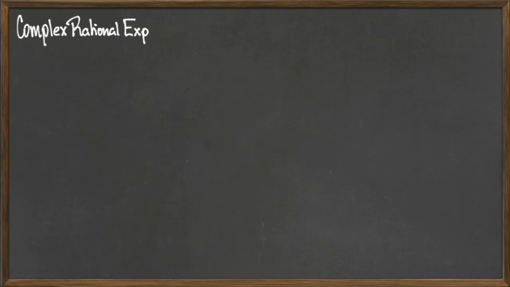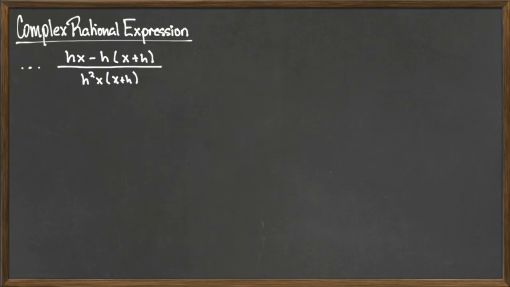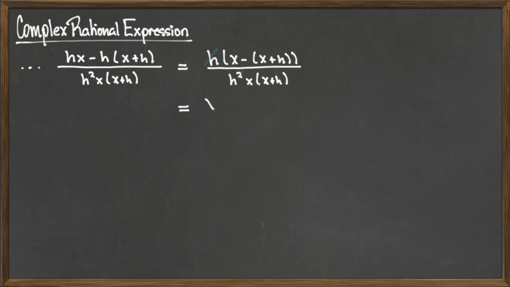Moving on to the next slide, we'll start noticing that there are some canceling terms. That numerator upstairs has a common factor of h, so I can factor that out, and that cancels with one of the h's that's already present in the denominator. In other words, h divided by h squared just leaves me with an h in the bottom. So after that h cancels and I distribute that negative in the numerator, I have x minus x minus h over h times x times x plus h.